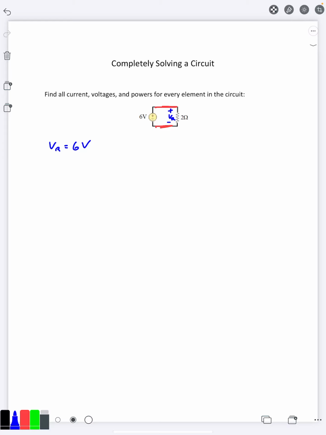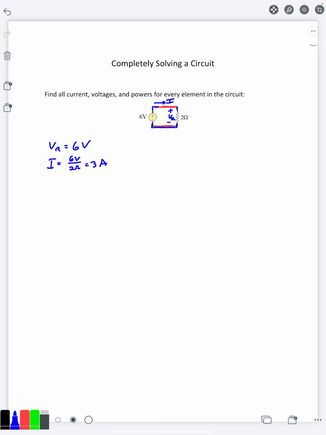Now, if we know that the voltage for the resistor is 6 volts, let's go ahead and talk about current now. So I'm going to go ahead and label the current going in this clockwise direction. Notice since everything is just a single connection, current has no choice where to go. It's all going to be the same current. So by Ohm's law, it's going to be the voltage divided by the resistance. So my current there is 3 amps.